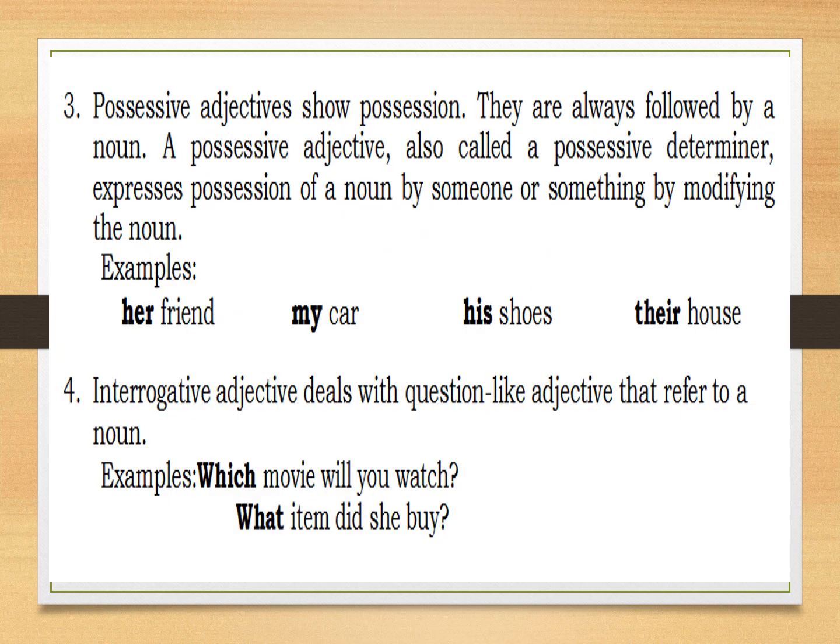Number 3. Possessive adjectives show possession. They are always followed by a noun. A possessive adjective, also called a possessive determiner, expresses possession.